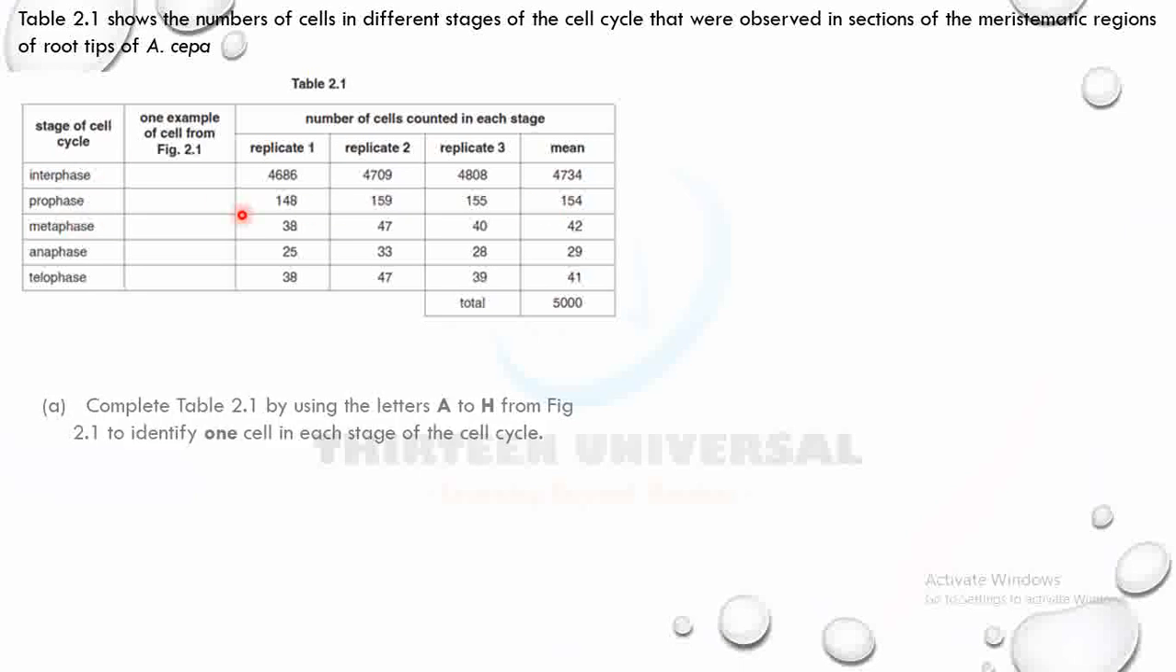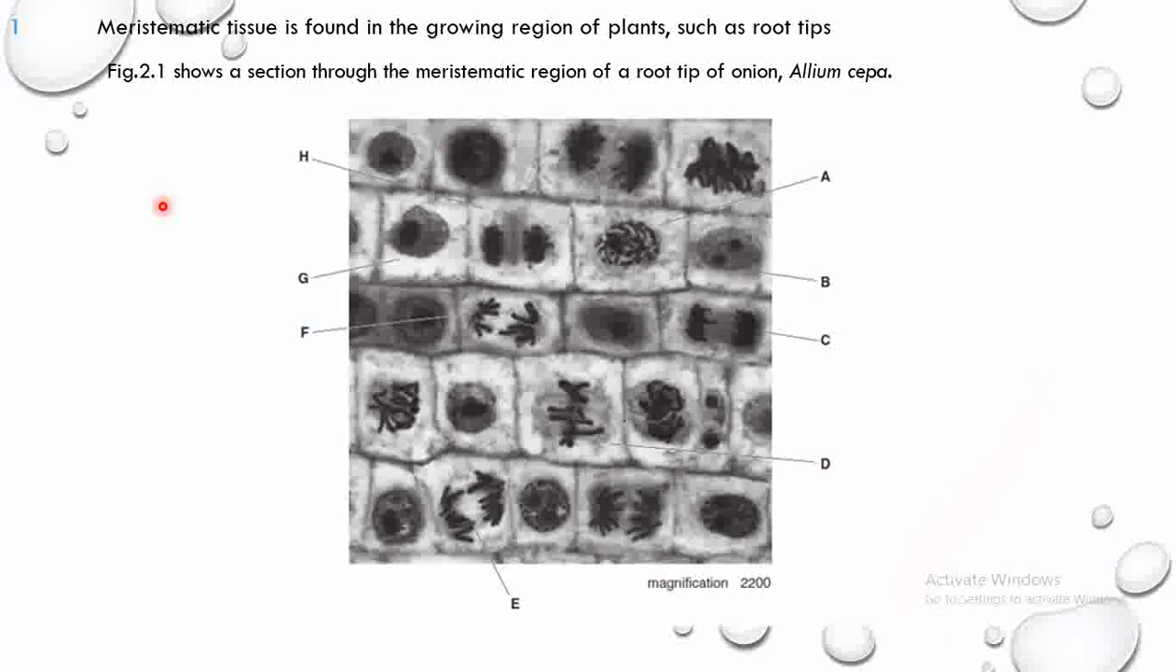So let's ask them. Complete Table 2.1 by using the letters A to H from Figure 2.1 to identify one cell in each stage of the cell cycle. So one cell that is in each stage. Okay, let's go do it. Let's go back. So starting with interphase.